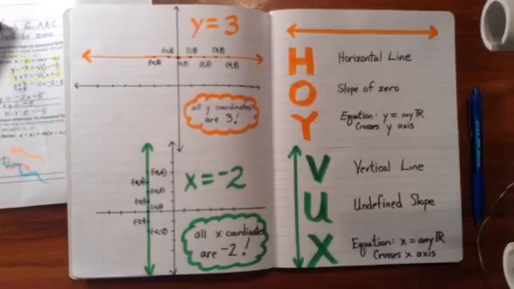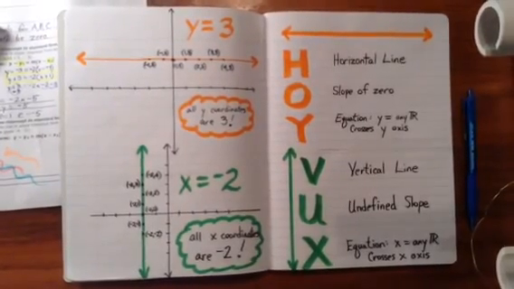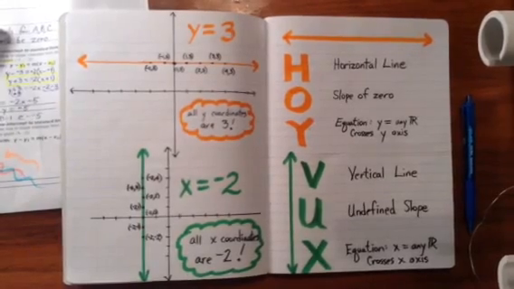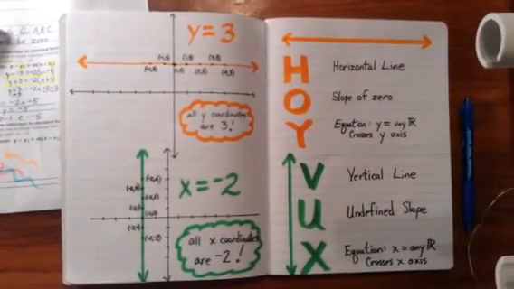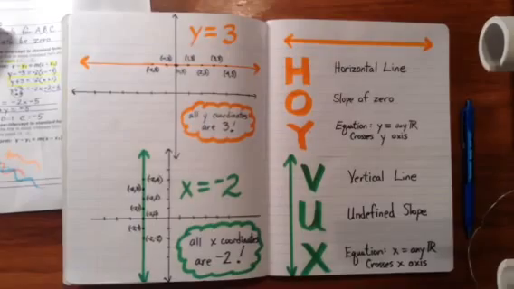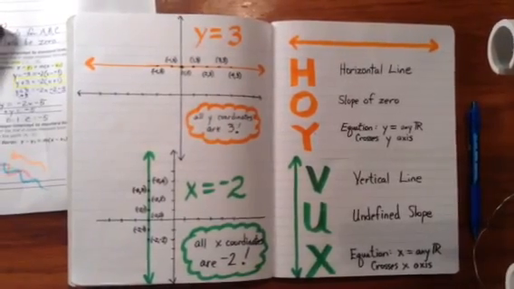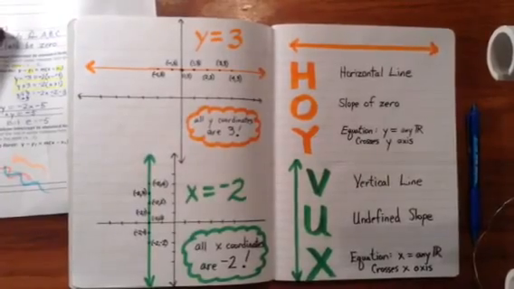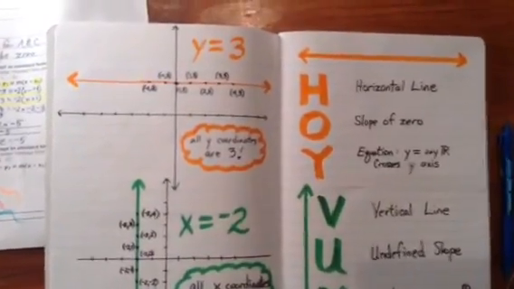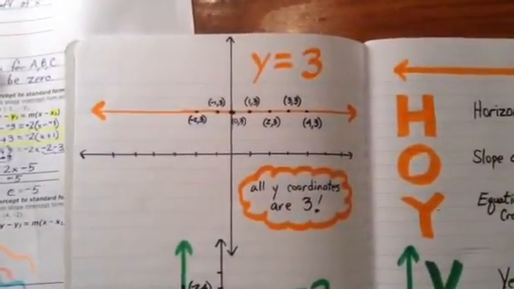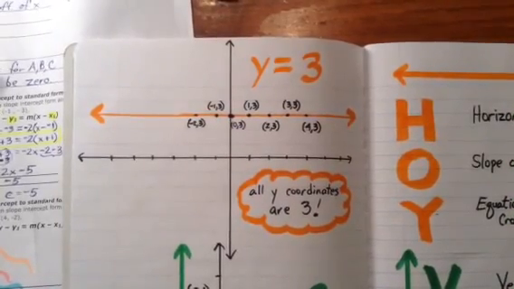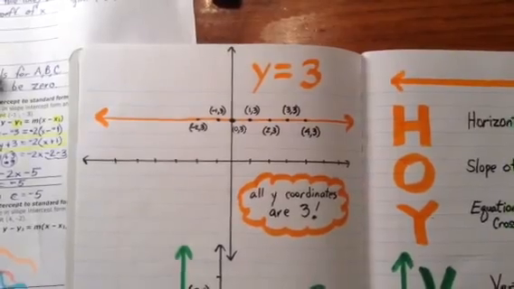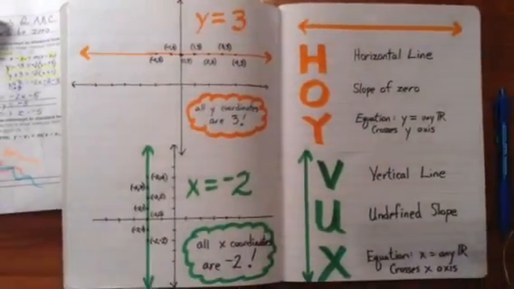H stands for horizontal line, that's in orange. The O stands for a slope of 0, and the Y in HOI means that your equation will start with a y, and it will also cross the y-axis. Go ahead and look at the example that I have over here to the left, also in orange, y equals 3. If you notice all these guys right here, all the y coordinates are 3. That's the HOI in HOIVUX.